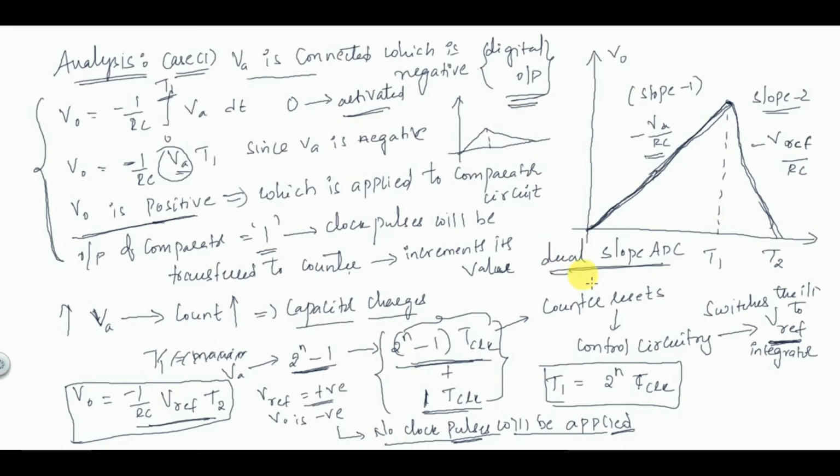Why it is called dual slope ADC: you have charging and discharging of the capacitor. During charging you have one slope and during discharging you have another slope. That is why it is called dual slope ADC.